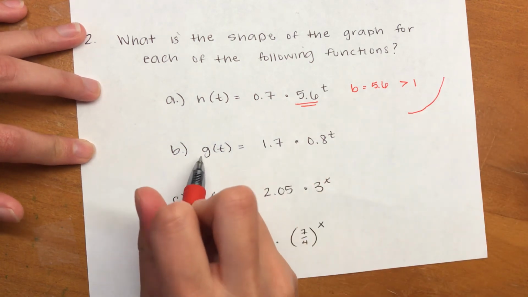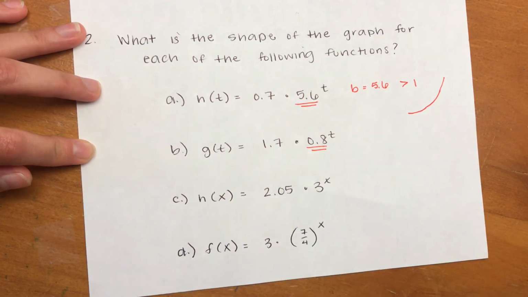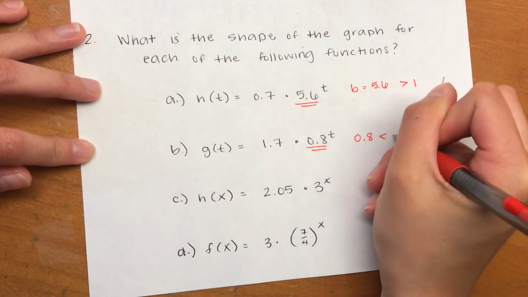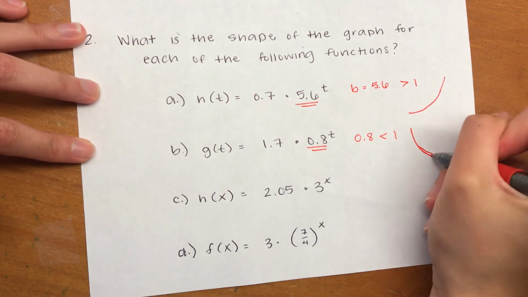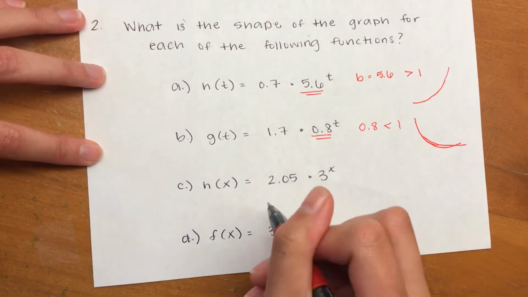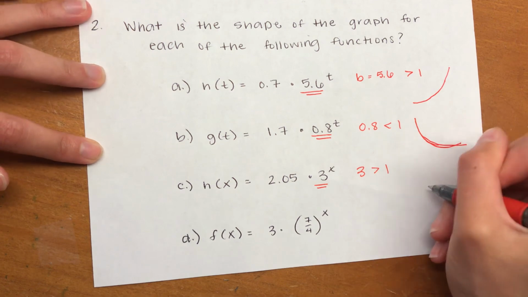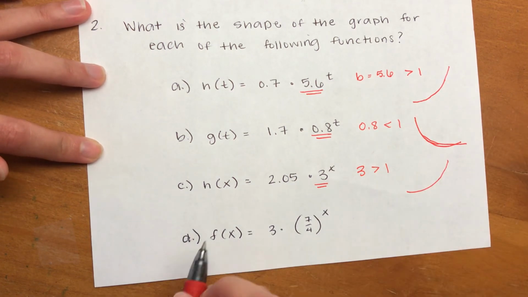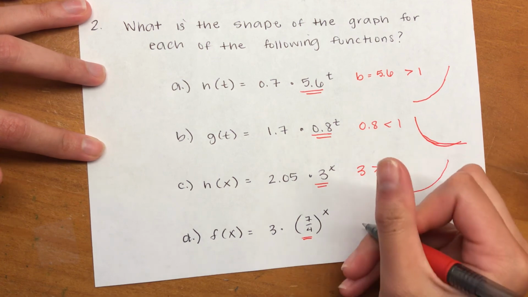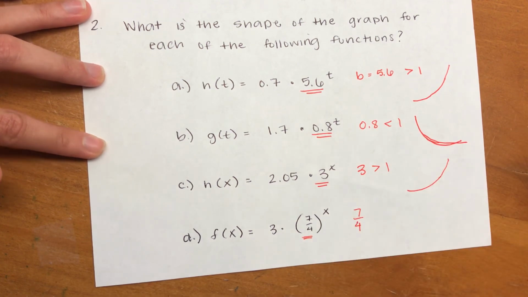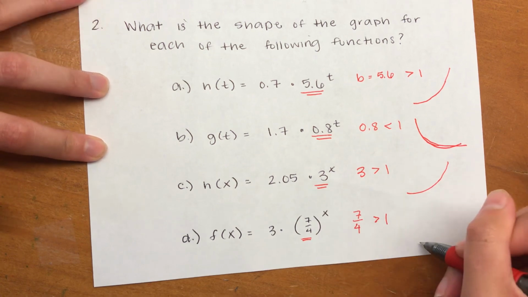All right, part B, g of t equals 1.7 times 0.8 to the t. 0.8 is my b value. 0.8 is less than 1. So we'll have decay. More like that. Okay, C, h of x, 2.05 times 3 to the x. 3 is greater than 1, so I have growth again. D, f of x equals 3 times 7/4 to the x. 7/4 is greater than 1 or less than 1. 7/4. 7 is larger than 4, so this is greater than 1, and we have growth again.